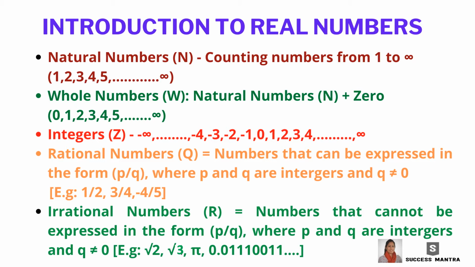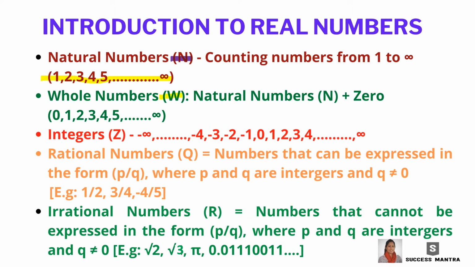What do you mean by natural numbers? Natural numbers are denoted by the letter capital N. Natural numbers are the counting numbers from 1 to infinity, that is 1, 2, 3, 4, 5, etc. up to infinity.